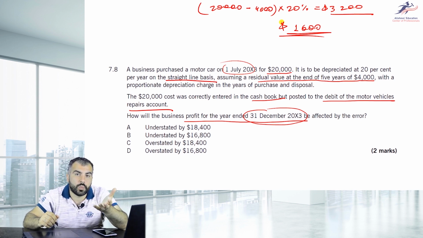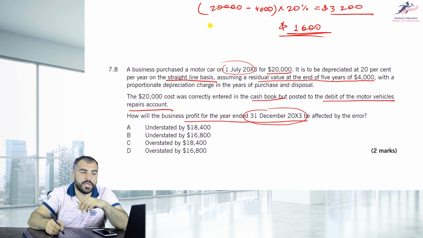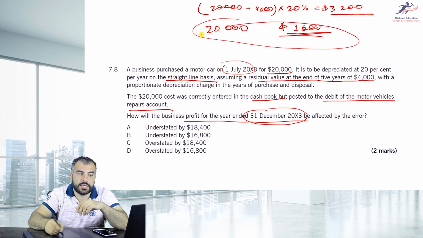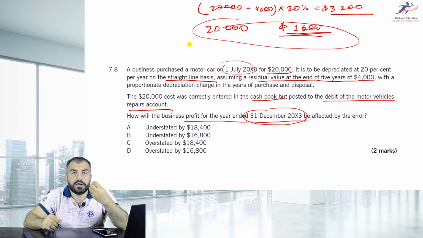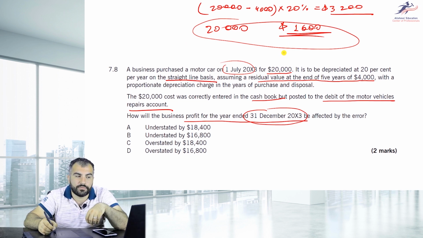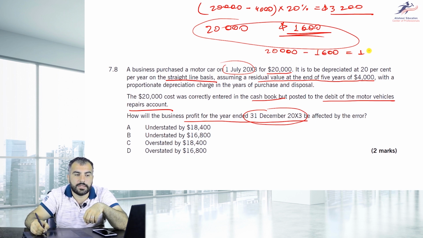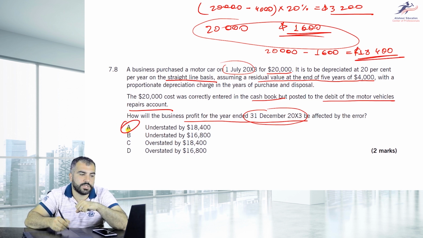But how much did we charge? We charged 20,000. And the difference shows us how much we understated the profit. From 20,000, we deduct the 1,600. It makes $18,400 understatement of the profit. The answer is A.